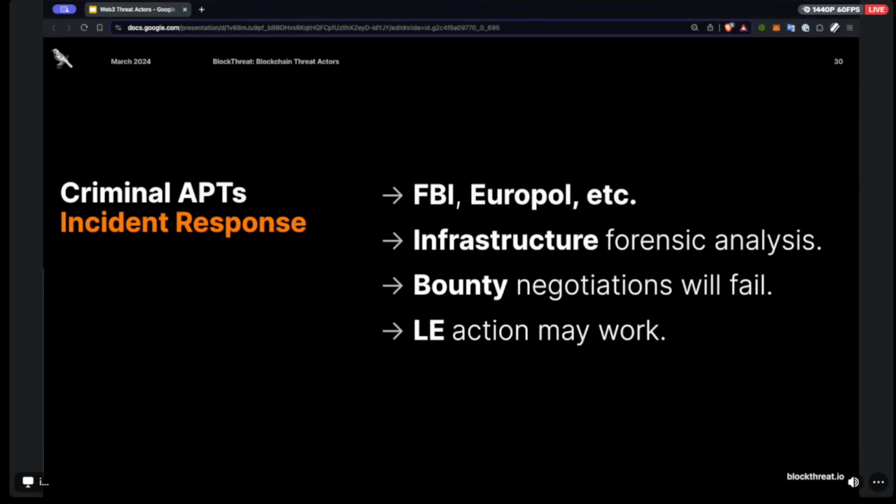In incident response, you have to talk to law enforcement. So wherever you're based, FBI, Europol, whatever, are doing the infrastructure forensic analysis, trying to track funds, but most likely they will be laundered professionally and will be hard to recover. Bounty negotiations will fail. These folks know they can get away with it, and when you threaten them with law enforcement, they're just going to laugh at you. Sure, try to get me in whatever non-extradition country I'm based out of. Law enforcement action may work, as we learned.